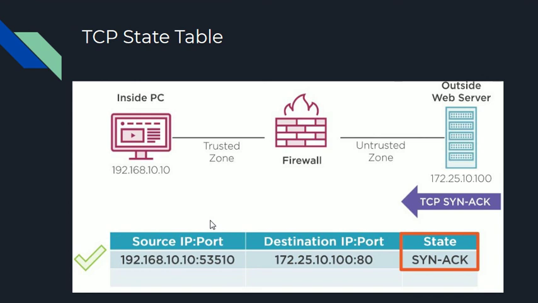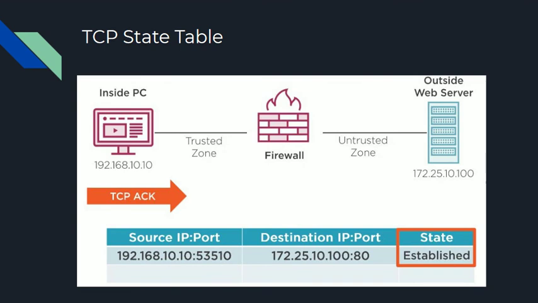When the acknowledgement flows through the firewall, once again it replaces the TCP state. Previously it was SYN-ACK, now it's established, and we forward that message on to the outside network or web server. Now since the state is established, any conversation happening between the inside PC and the outside web server on the IP address and port listed in our table, all the traffic will be allowed.